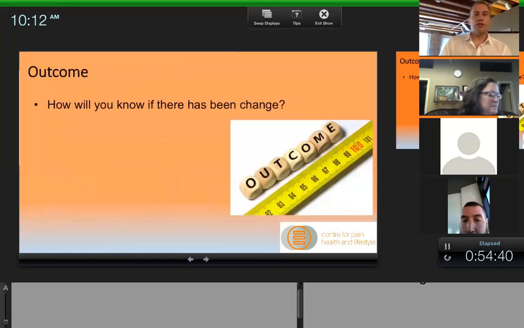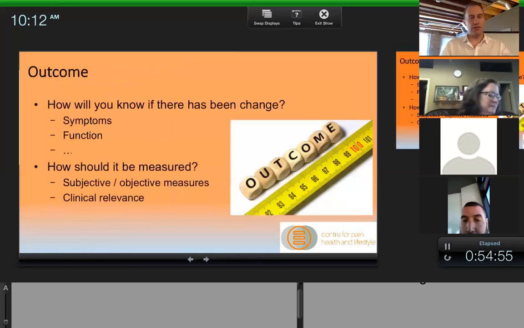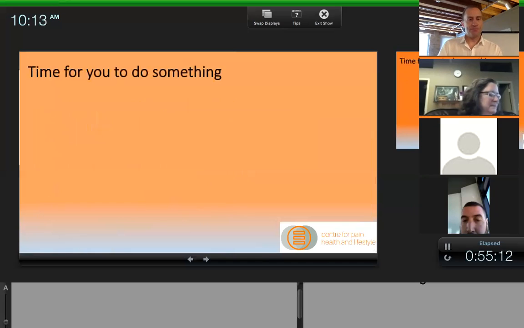Outcome. So how will you know if there's been a change? You can measure symptoms, you can measure function, you can measure just about anything you like. I'm going to talk a little bit about measurement in a bit. So how should it be measured? You have to make these decisions about how you measure it. Again, we'll come back to this idea of measurement later because I'd like to talk more about it. And when should it be measured? These are all issues that you need to define at the point that you're setting up your study.